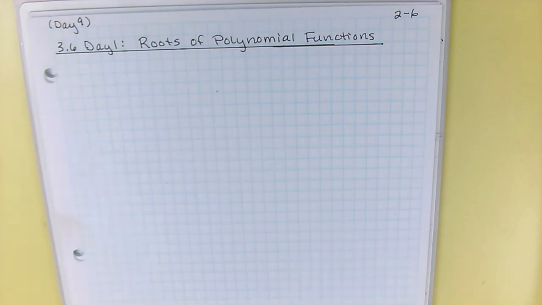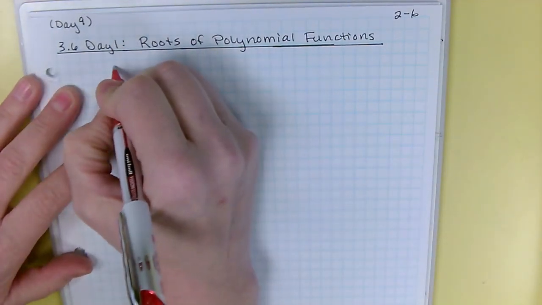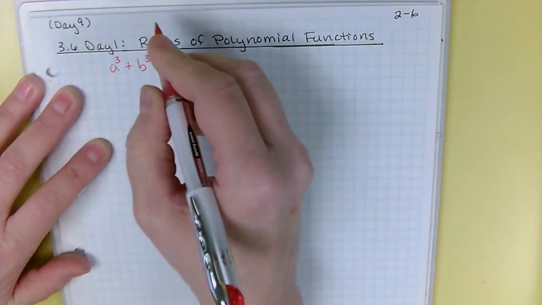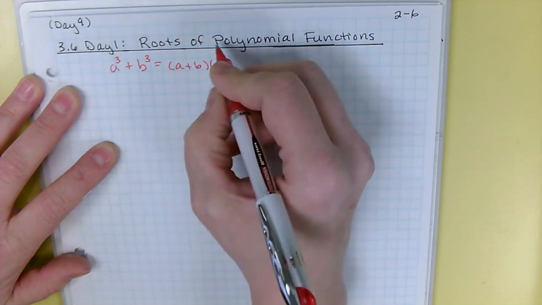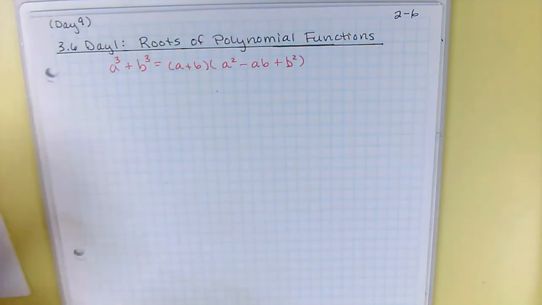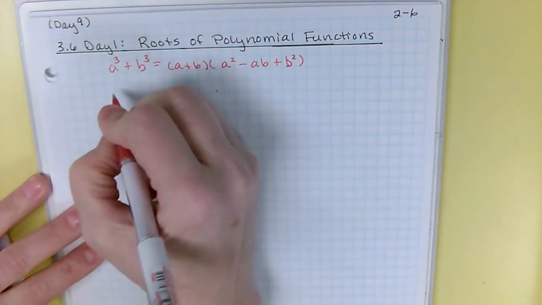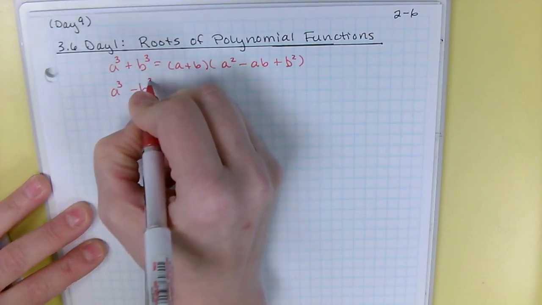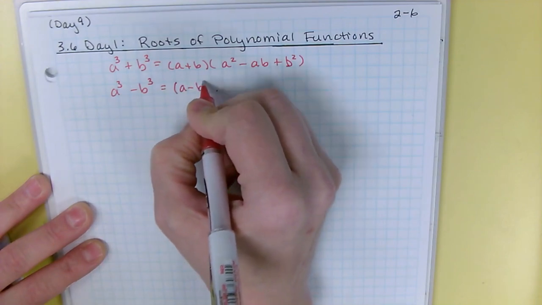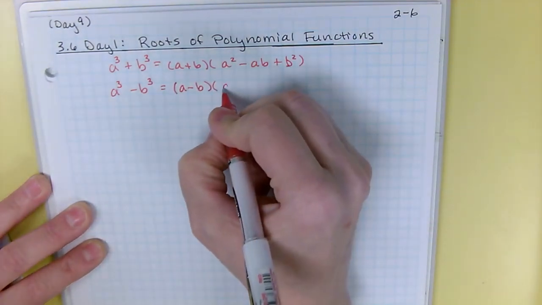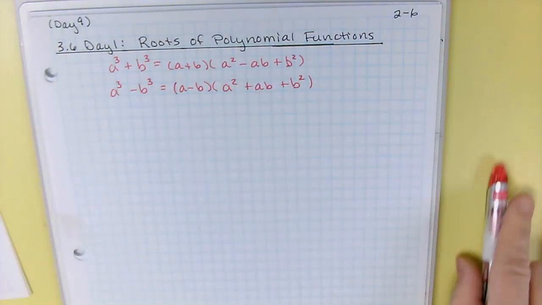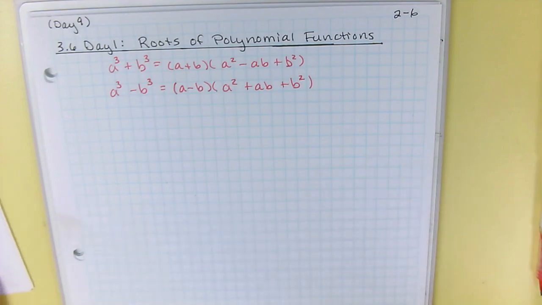Speaking of which, I want to make sure that we write these two factor patterns down. They will crop up in this unit. A cubed plus b cubed factors into a plus b times a squared minus ab plus b squared. And then a cubed minus b cubed, the factor pattern is almost identical, but the negative moves. It's an a minus b, and everything else is positive: a squared plus ab plus b squared. So I wanted to make sure that we had those in your notes so you remember them.